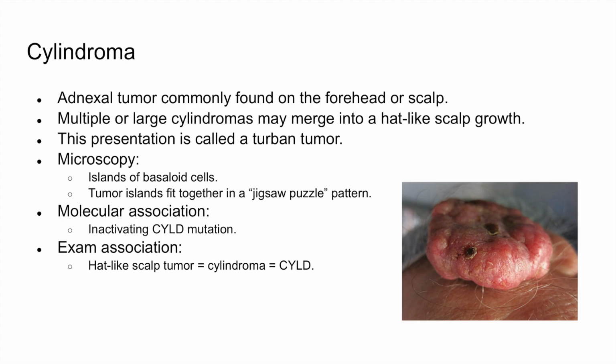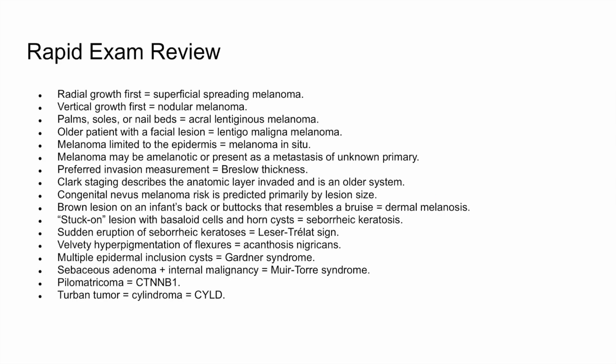Microscopically, cylindromas contain islands of basaloid cells surrounded by a thick basement membrane material, with the islands fitting together like pieces of a jigsaw puzzle. Multiple cylindromas suggest CYLD cutaneous syndrome, an autosomal dominant disorder caused by an inactivating CYLD mutation. The exam association is therefore scalp tumors, jigsaw puzzle histology, and CYLD. So now time for that exam review.